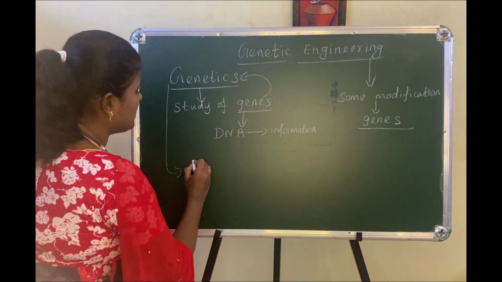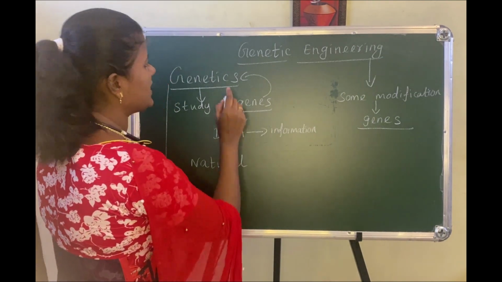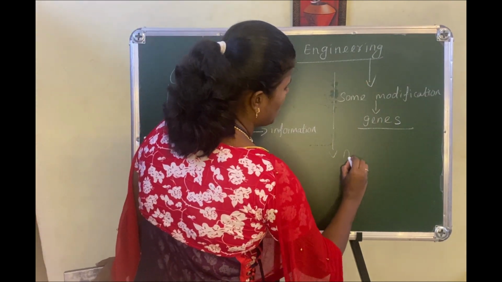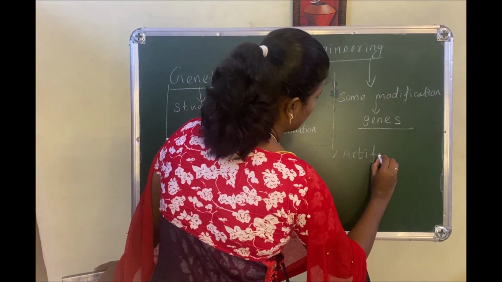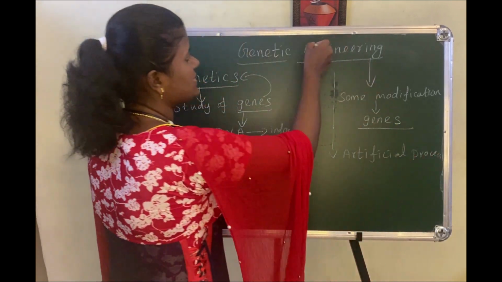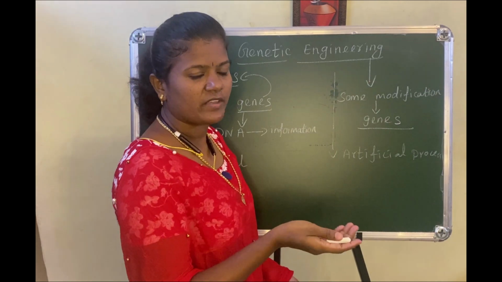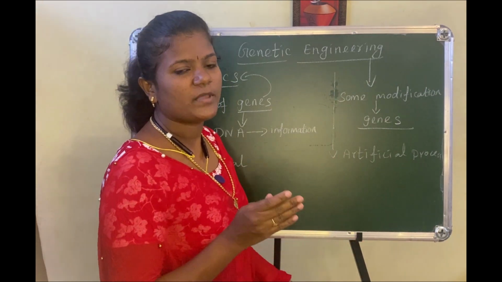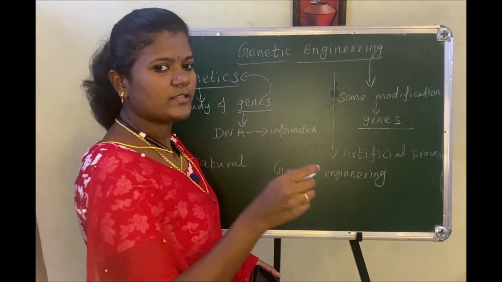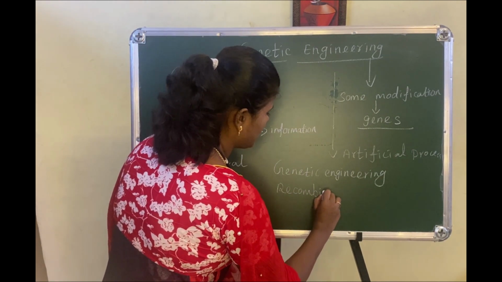Genetics is a natural process. Genetic engineering is an artificial process. We can alter the genes, we can modify the genes, because of some reasons. Okay, genetic engineering is also known as recombinant DNA technology.